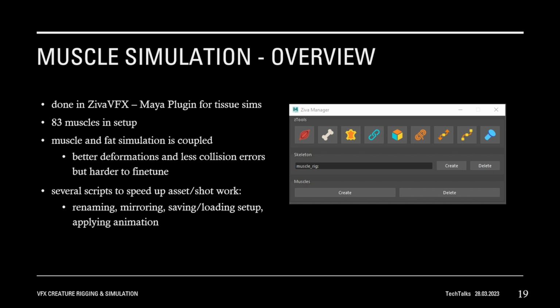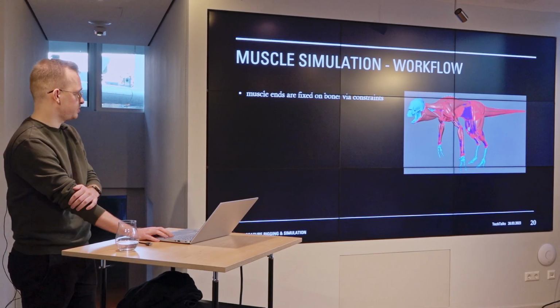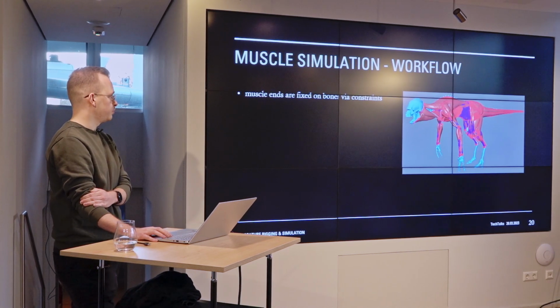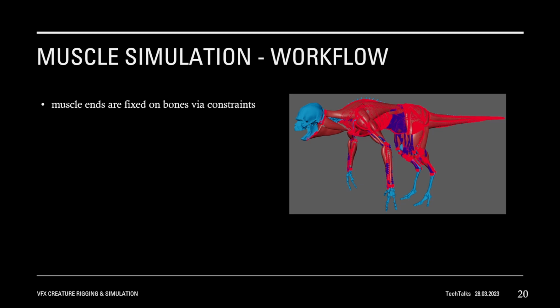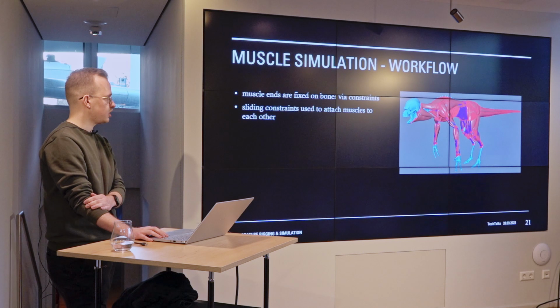For example, renaming, mirroring, saving and loading the setup, and also applying animation. A little bit about the workflow of the muscle simulation. First, the ends of the muscle are attached to the bones via constraints. On the right, you see all the constraints I've used. Red are the ones that are fixed, so they are static, and it's like really gluing it together. And blue are sliding constraints, so they are, like the name says, sliding over the surface. The sliding constraints are mainly used to attach muscles to each other.